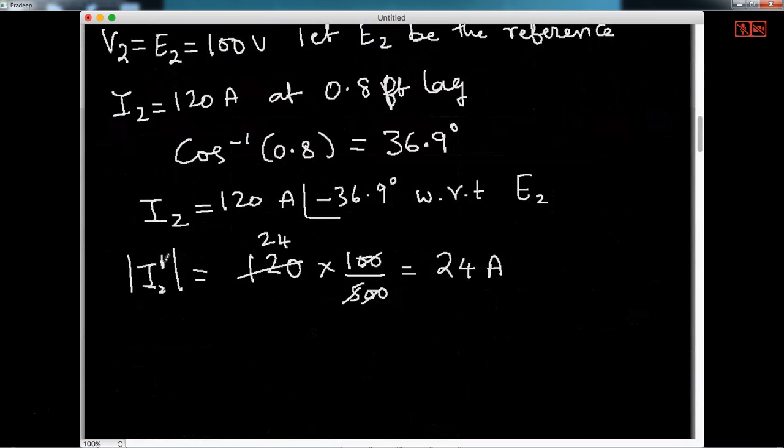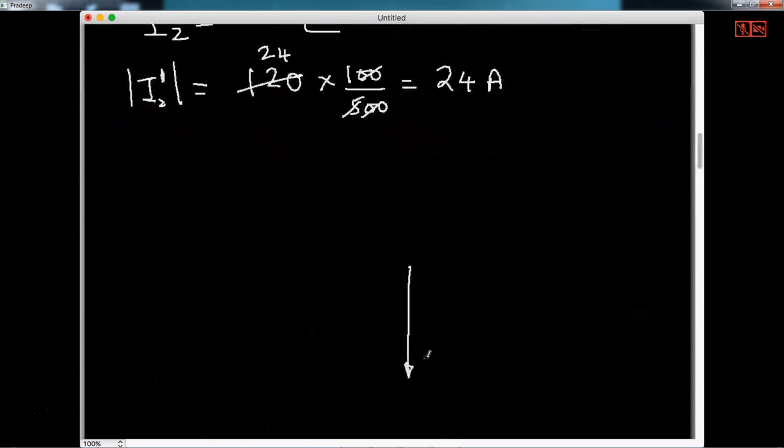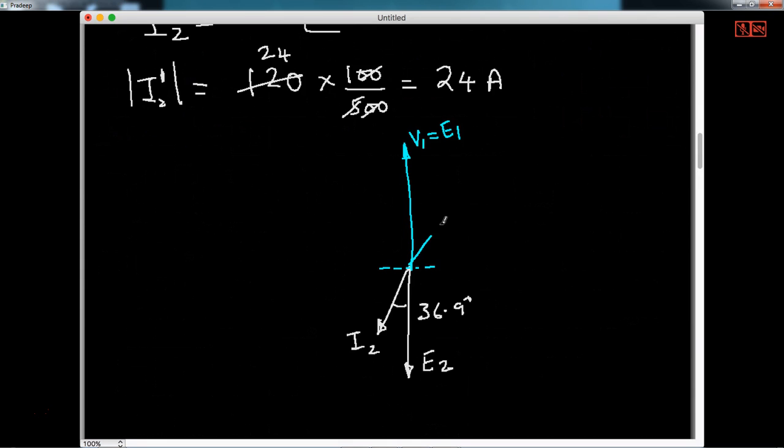But I want to know the actual I2 dash value. Now, if I look at the vector diagram, if I take E2 as the reference, then the angle for I2 is minus 36.9 degrees. Similarly, on the other side, if I take V1 equal to E1 as the reference, then this is exactly 180 degrees opposite, and I'll get I2 dash.